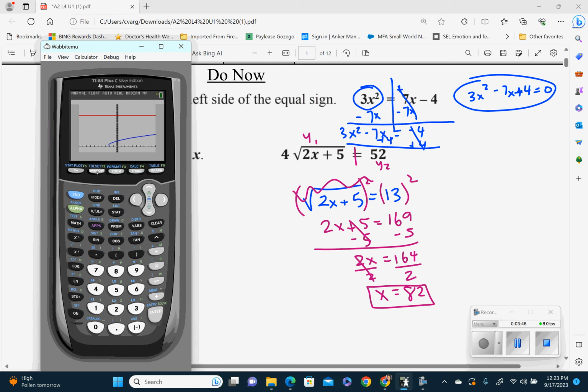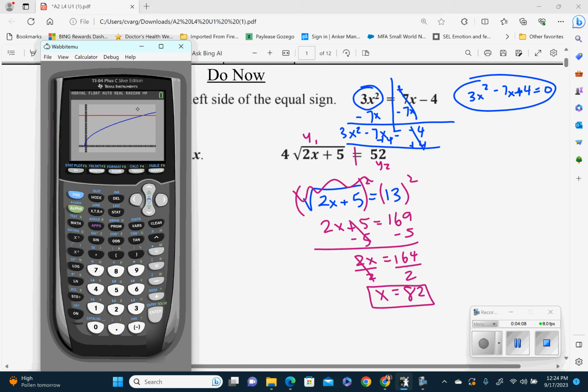So now we're going to change our window. We're going to go to the right. So I'm going to go to the x max, and let's go ahead. I already know my answer is going to be 82, so just to be safe, let's go ahead and put 100. If you didn't know that, you could play around with your window a little bit to see if you can get that to work, and there we go, right there.